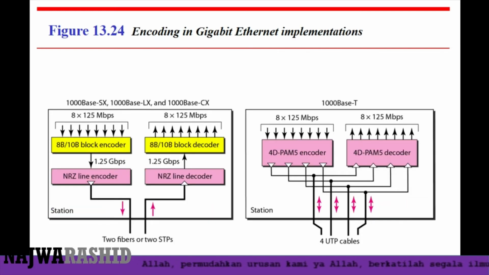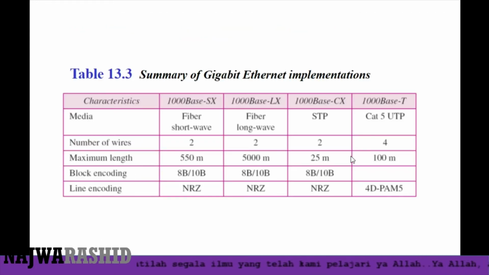For the encoding in the Gigabit Ethernet implementation, we use the NRZ-L line encoder for 1000Base-SX, LX, and CX, and the 4D-PAM5 encoder and decoder for the UTP cable. So SX, LX, and CX use two fibers or two STP cables, while 1000Base-T uses four UTP cables. This is the summary of the Gigabit Ethernet implementation.